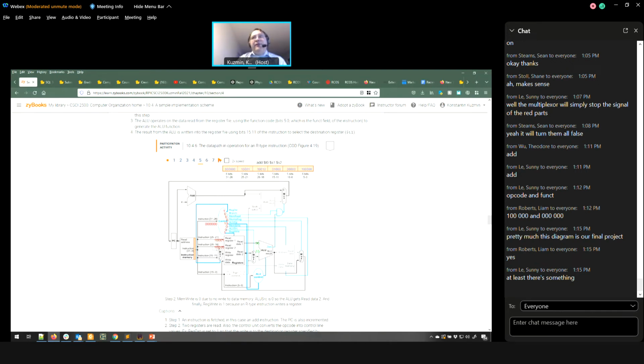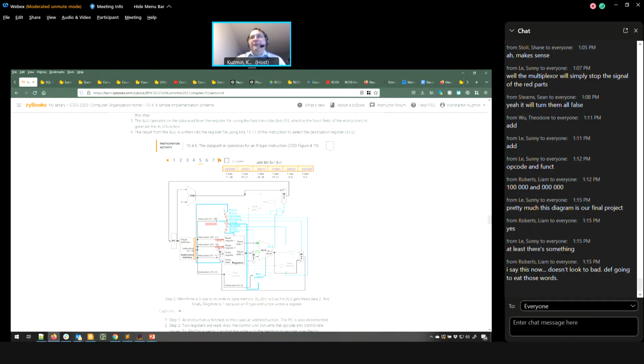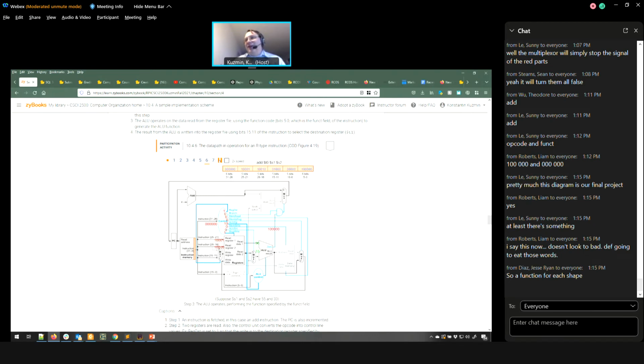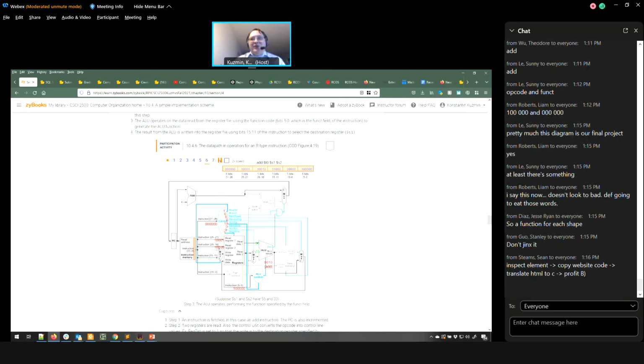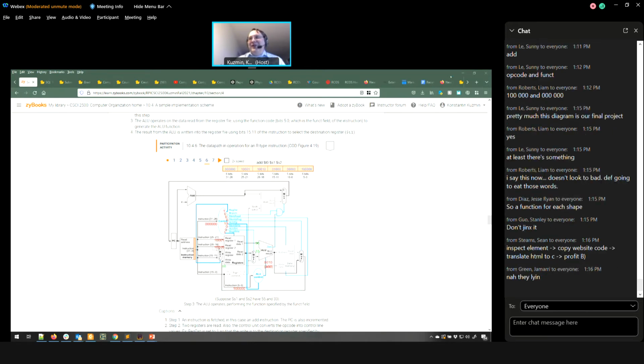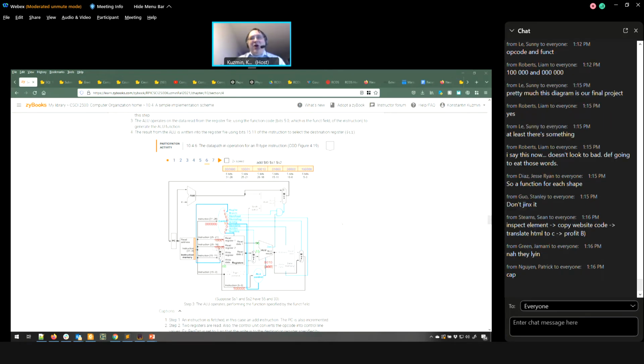Someone says it's a very good observation. Someone says pretty much this diagram is our final project. Exactly, that's a very relevant observation. You just have to do it not with a diagram, but as a simulation in your C code. Someone says it doesn't look too bad. Well, at least I'm not the only one who says that. It kind of makes me feel not as bad. Hopefully I don't regret it, as I sometimes do when students take those words back to me and say it wasn't that bad at all. All right.